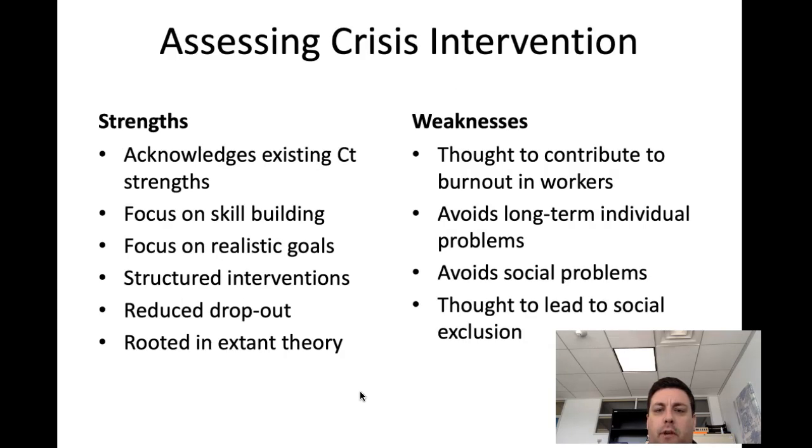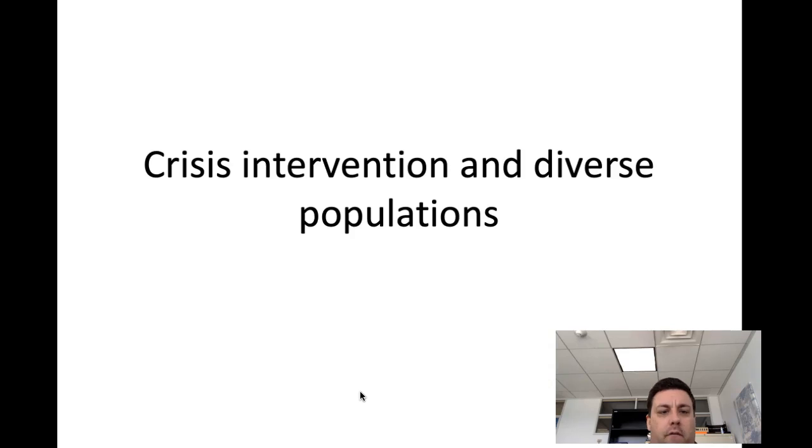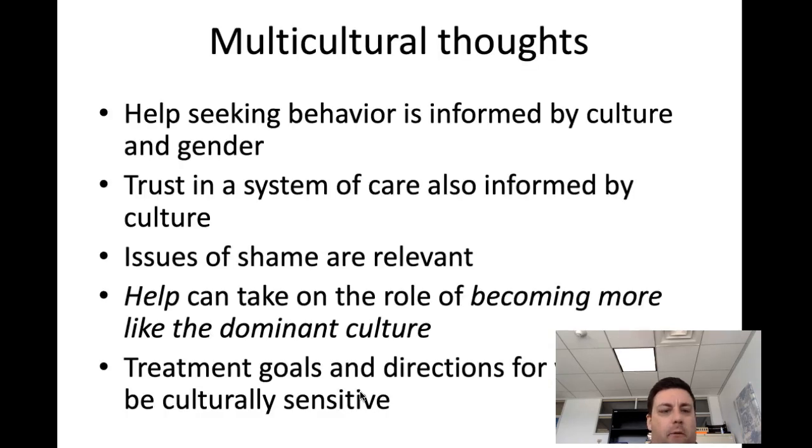Here's just a summary of the strengths and weaknesses of crisis intervention, and I believe that is just about it. Oh, multiculturalism here real quick. Just to conclude with a few thoughts about cultural competence and multiculturalism. Help seeking, or one's being amenable to help, is very much informed by culture and by gender. Trust in that system is also very much informed by culture.